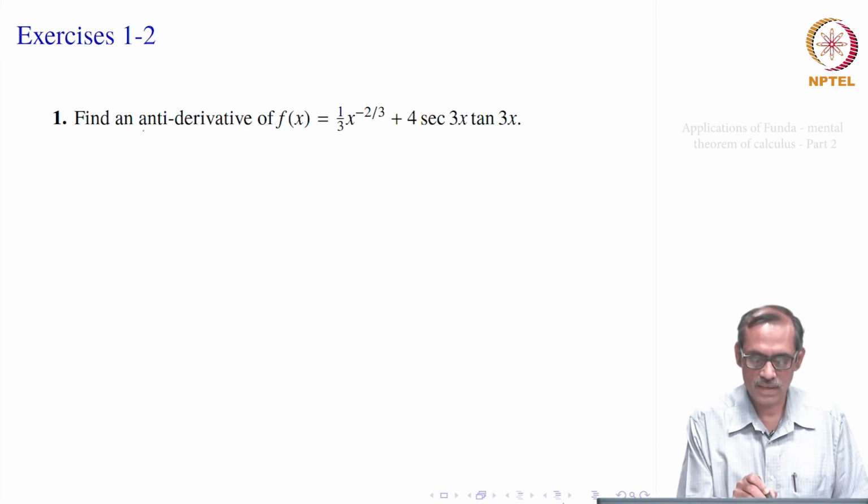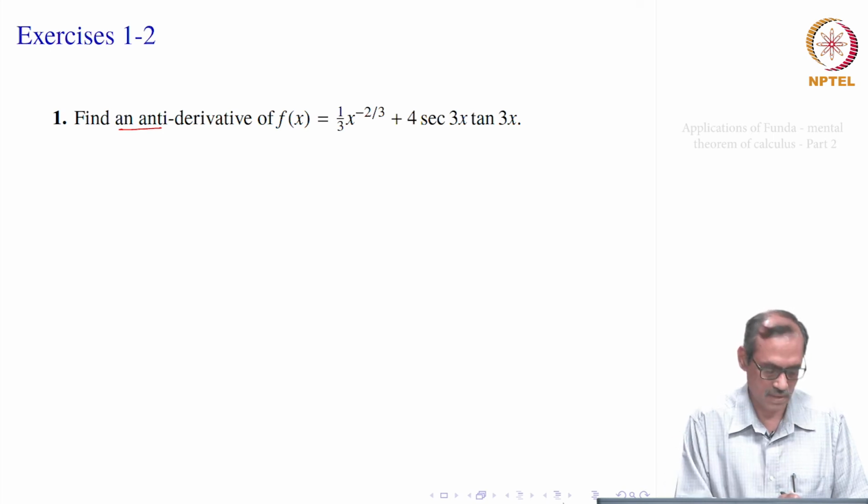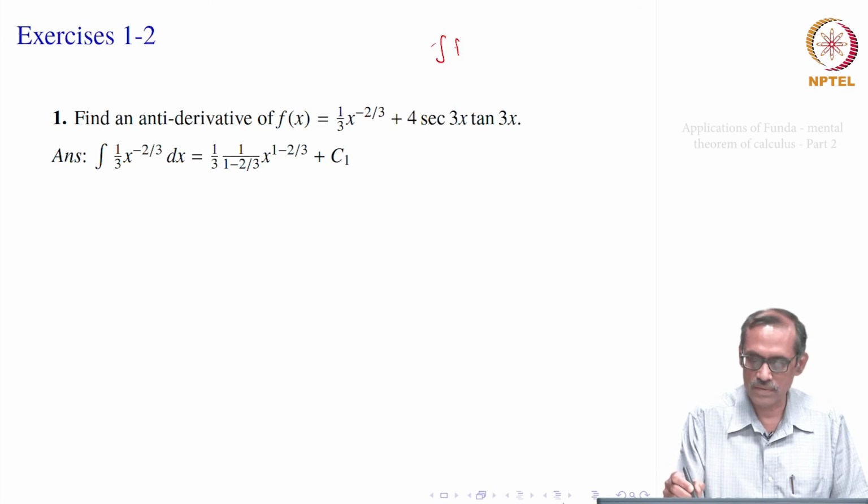We want to find an antiderivative of this function, which is given as 1 by 3 x to the power minus 2 by 3 plus 4 times secant 3x tan 3x. Antiderivative means a function whose derivative will be this function. So we go straightforward because we can use our limit properties, like the integral of f plus g will be the integral of f plus the integral of g, provided they exist. So we go for the indefinite integrals.